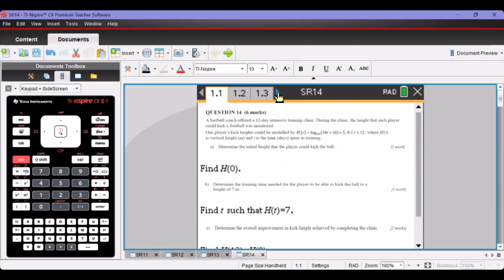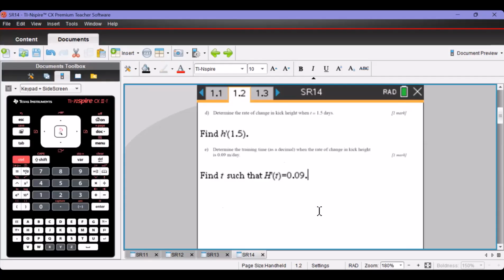Part D asks us to determine the rate of change in this player's kick height when t is equal to 1.5 days. So in other words, we need to find h dashed of 1.5. And part E asks us to find the training time as a decimal when the rate of change in the vertical kick height is 0.09 metres per day. In other words, we need to find t such that h dashed of t is equal to 0.09.